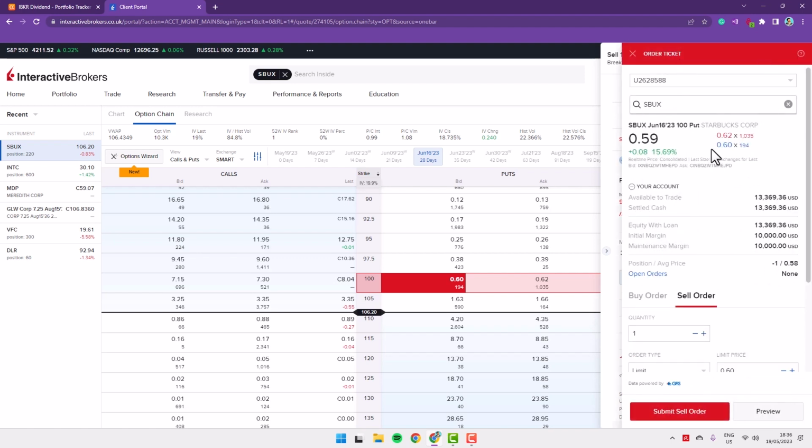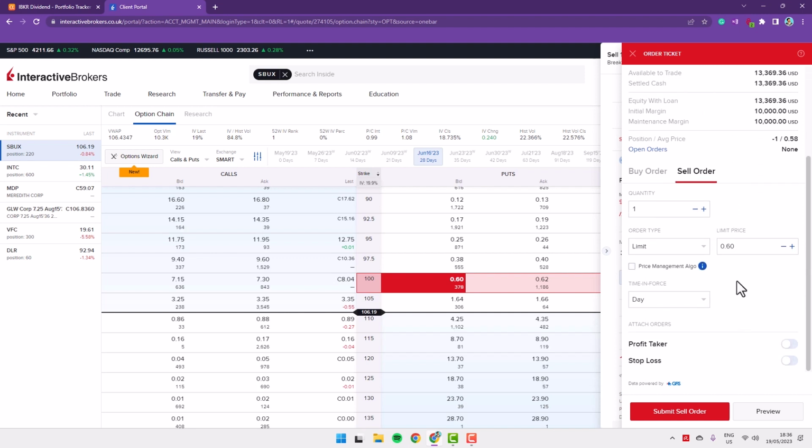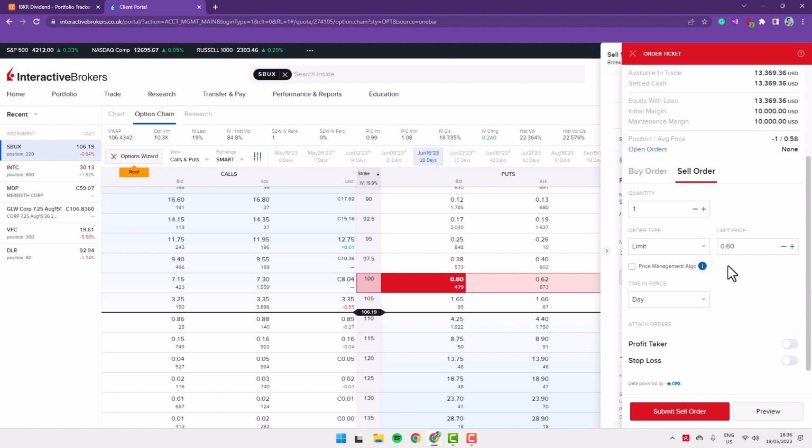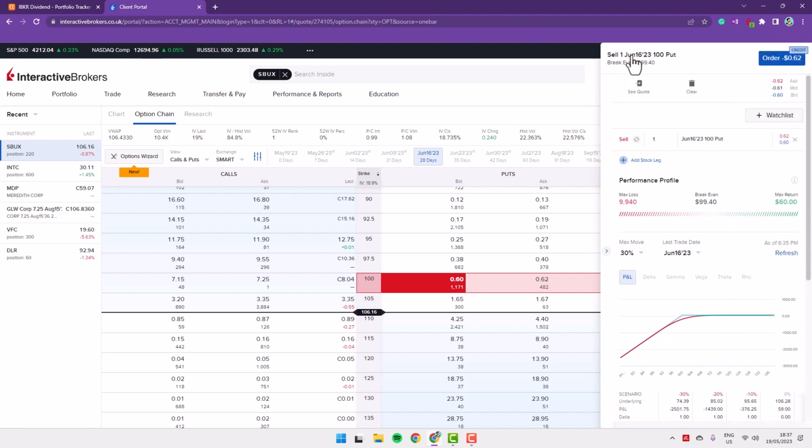You see right here there is all the information. Unfortunately, of course, I cannot do it because I don't have enough money, because $10,000 is already blocked for the previous put I sold in the Trader Workstation. So now I have free only, let's say, $3,300, and it means I cannot sell it. But otherwise, it's exactly the same system. You just push here submission, sell order, and you will sell the cash secured put.